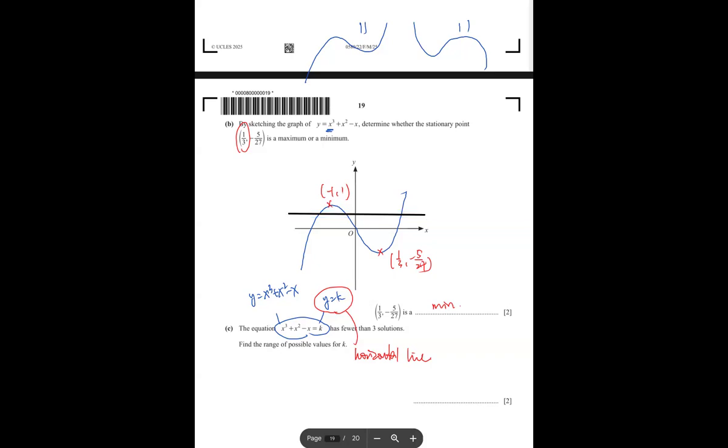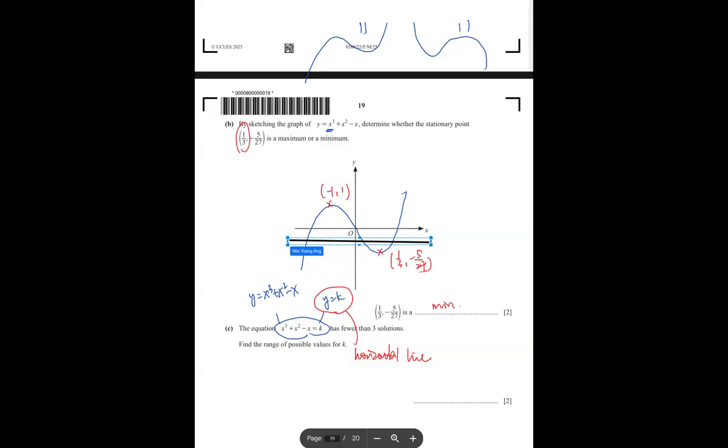So if k is a big value, the line will go up. Okay, so it can go up, it can go down, it can go up, it can go down. So varying k would vary where this line is. Okay, here. So I want this to have fewer than 3 solutions.